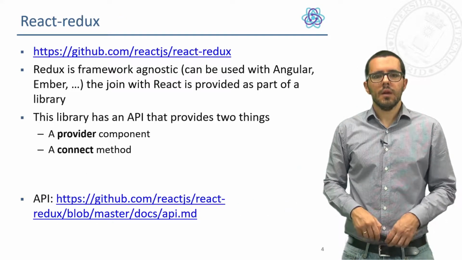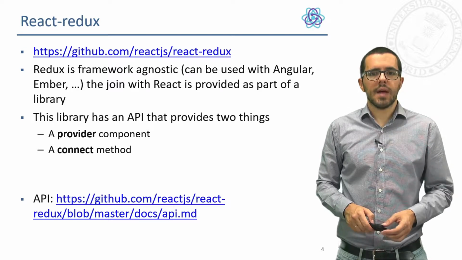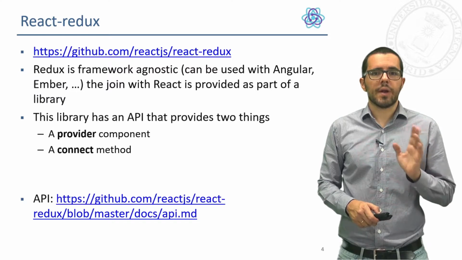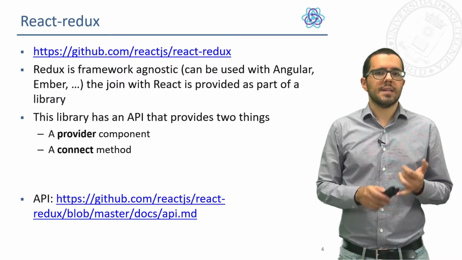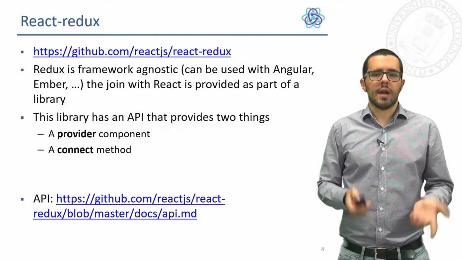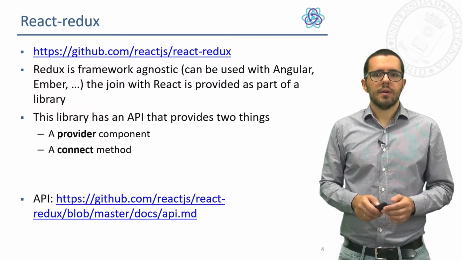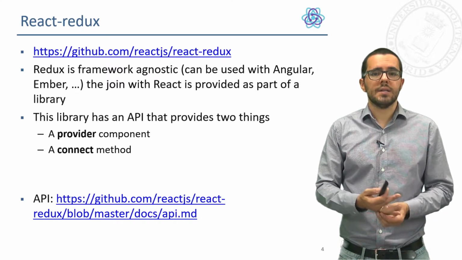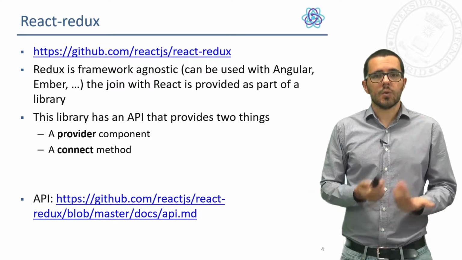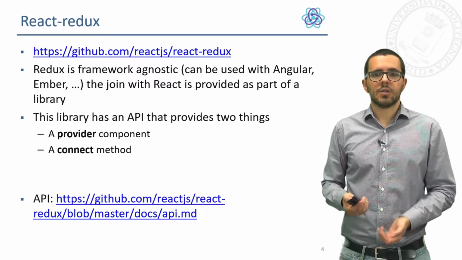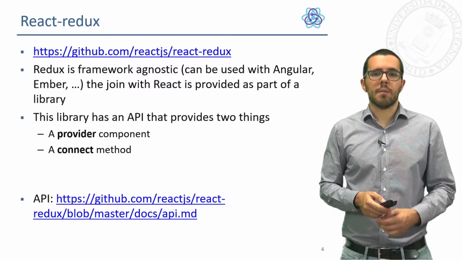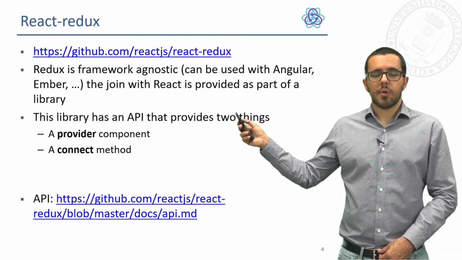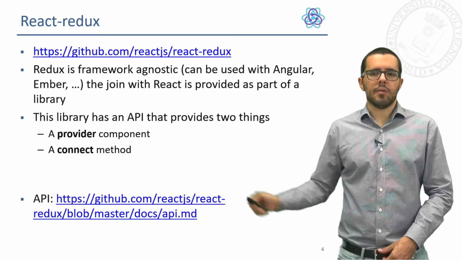Okay, let's start with the library. The React Redux library. Remember that Redux is framework agnostic. We can use it with vanilla JavaScript, Vue, Angular, or any other framework or library. So we will need an extra component, a package to integrate Redux with React. That is called React Redux, and it is an npm package. This library has an API that provides a provider and a connect method.